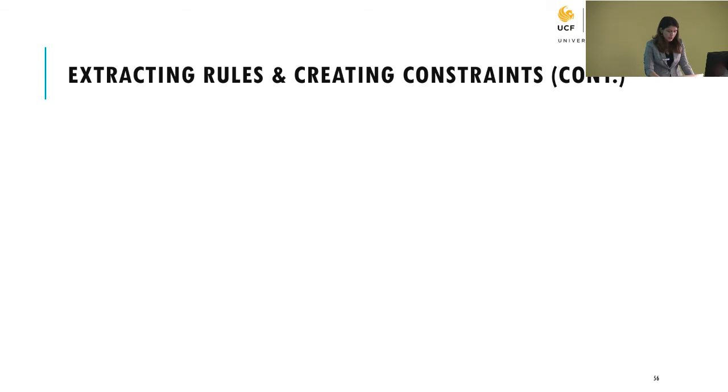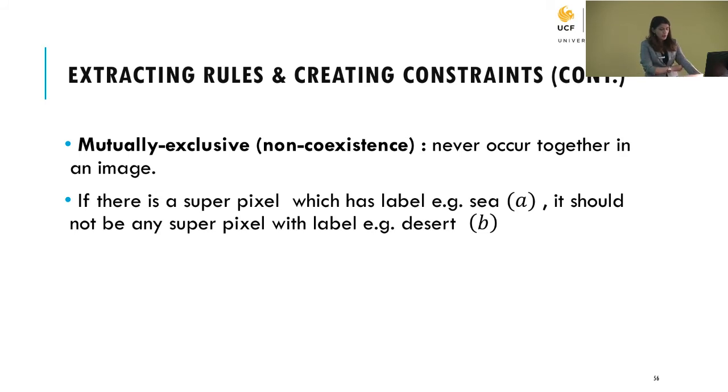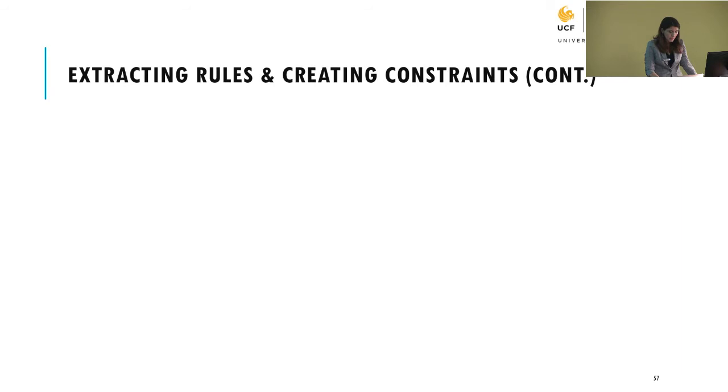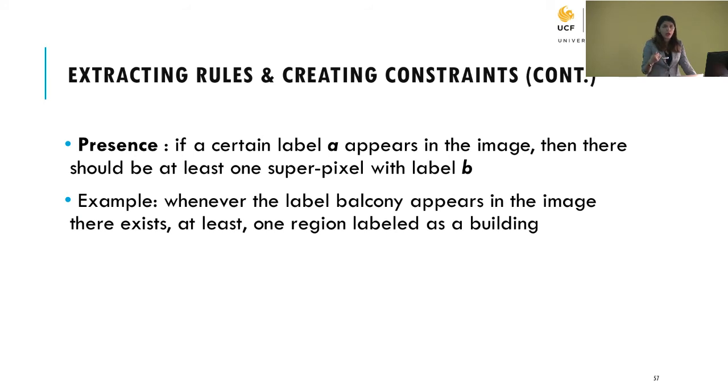The second one is mutually exclusive, or non-coexistence. These never occur together. If there's a superpixel which has a label like sea, there should not be any superpixel with desert. So the multiplication of the sums of them should be 0. If one of them is 1, all of the other variables should be 0. The third one is presence: if we have a certain label, there should be at least one superpixel with another label. For example, if you see balcony, you have to have at least one region with the building label. So if one of them is 1, the sum of the others should be at least 1. This is the inequality for this rule.